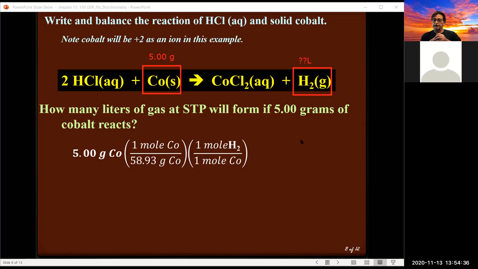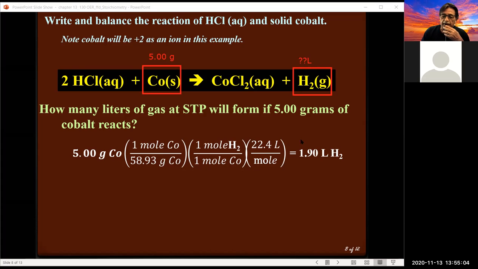And being at STP, I can now insert the final factor, which is 22.4 liters per mole, because that tells me, since I know how many moles of hydrogen and I know I'm at STP, I can calculate how many liters of hydrogen gas are created. And I end up with 1.90 liters of hydrogen.